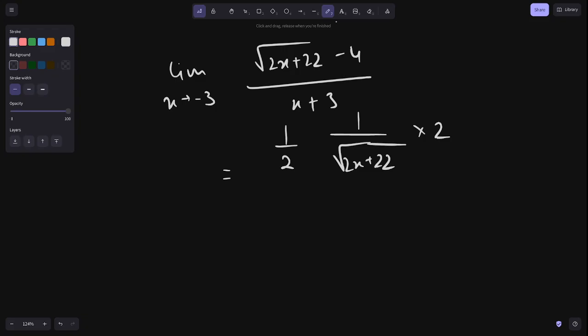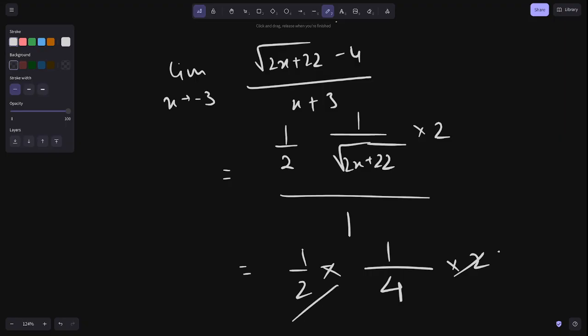Okay. The denominator will just be 1, right? So now you can just put the value here. So it will be 1 by 4 into 2. So the answer is 0.25. So simple. This thing was 2 marks in GATE. I'm not even kidding. This is such a simple sum, right? So if you notice, this was a very simple sum.